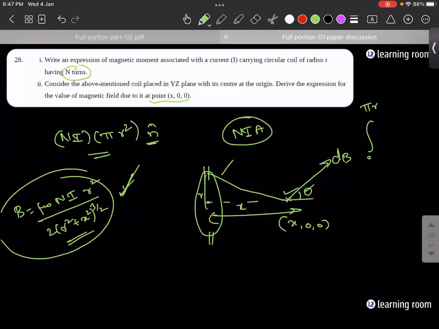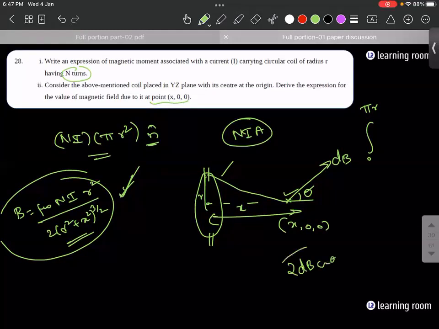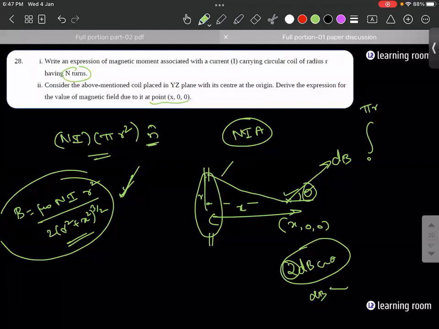And then at last, since all the other components will cancel out, only the horizontal component, the component which is parallel to the axis of the loop, would remain. Only the cos theta would remain. That's right. So you didn't get 2 times dB cos theta, am I right? Yes, sir. dB cos theta, provided you took this as cos theta. Is that right? Yes, sir. Then it's right.